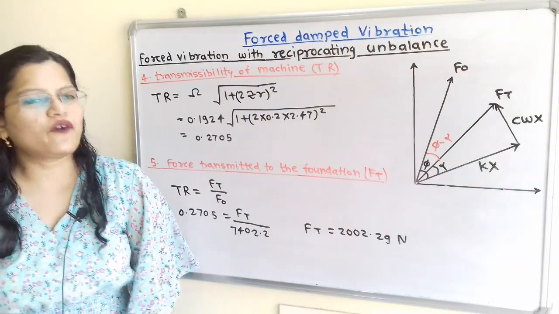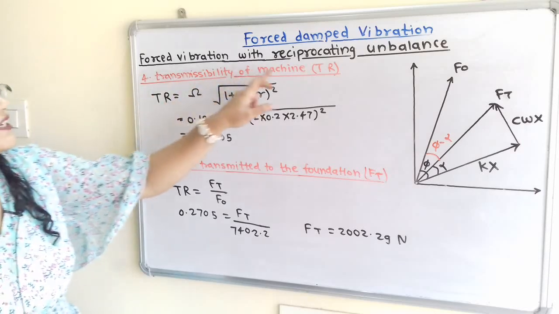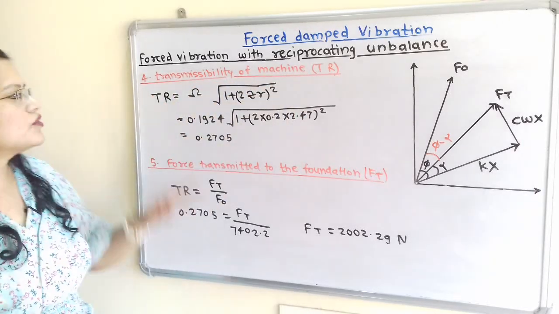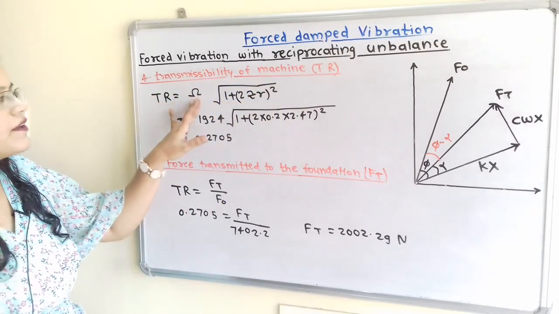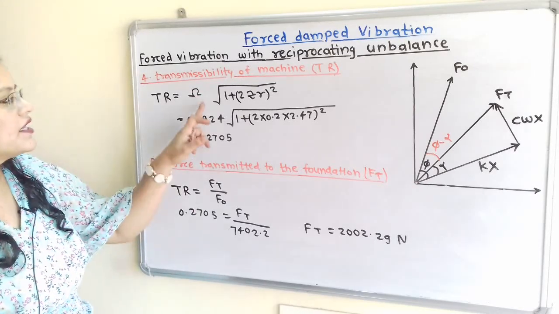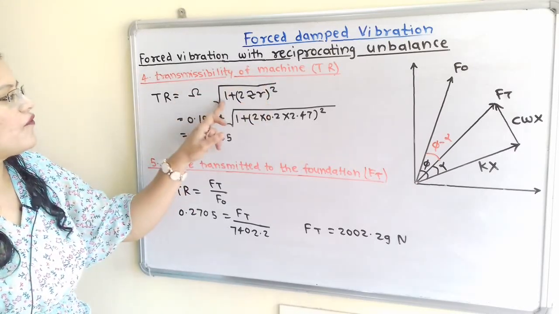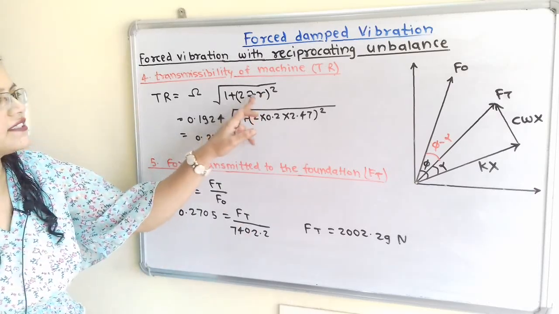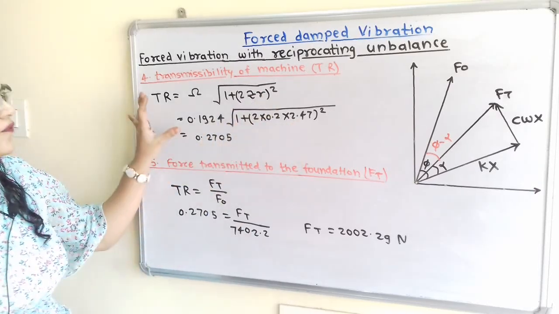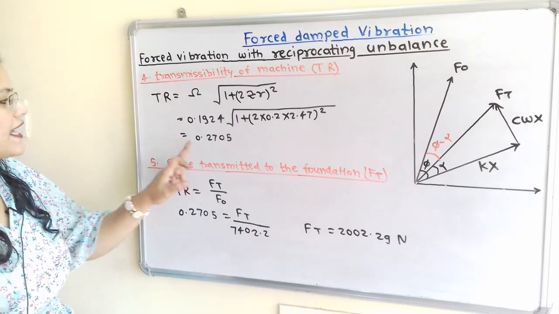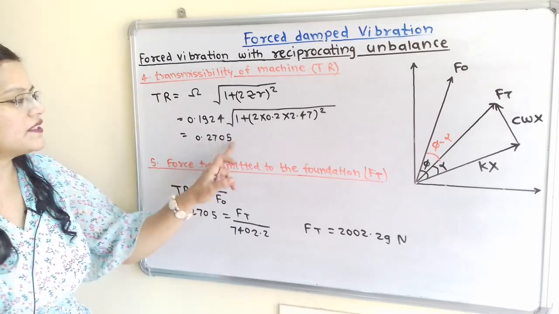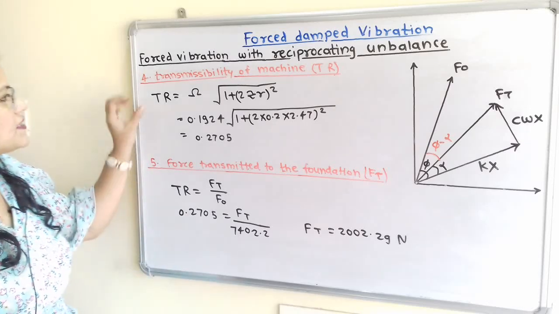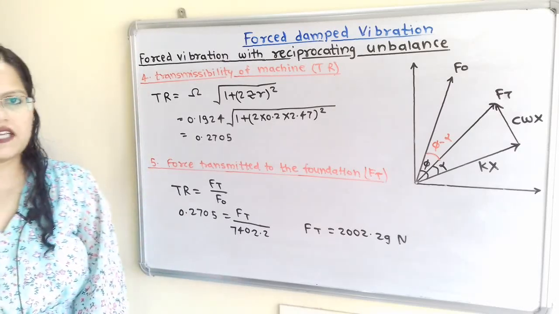Now we will move to the fourth question: the transmissibility of the machine, that is TR. We have the formula TR is equal to the magnification factor into the square root of 1 plus [2 zeta r] whole squared. The value of zeta is given and r is calculated. When we put the values, we get the answer 0.2705. So it is the transmissibility TR.